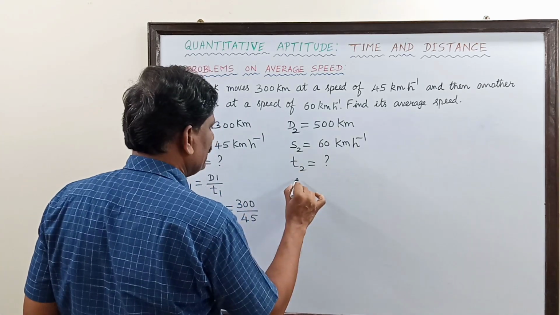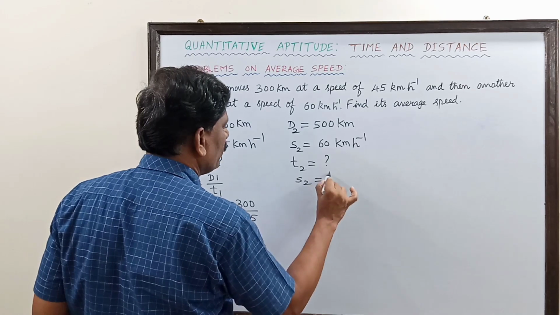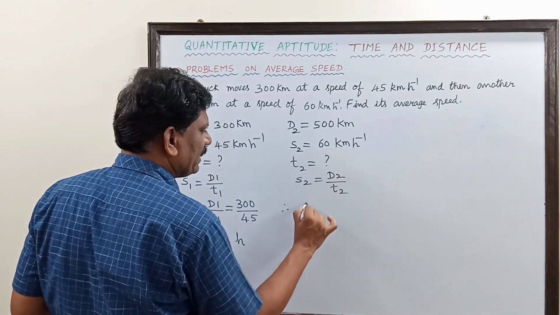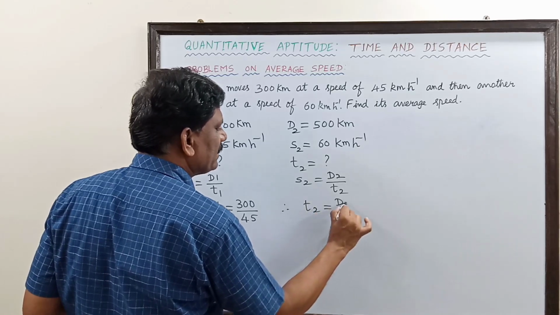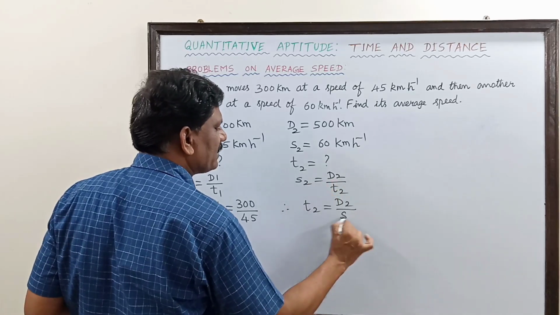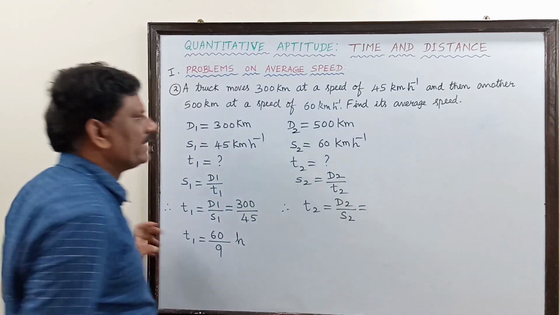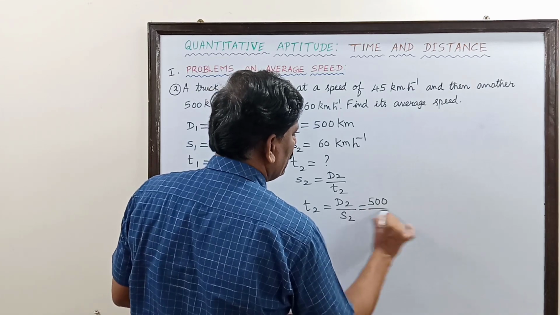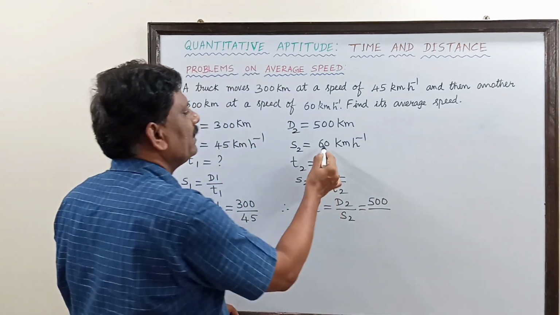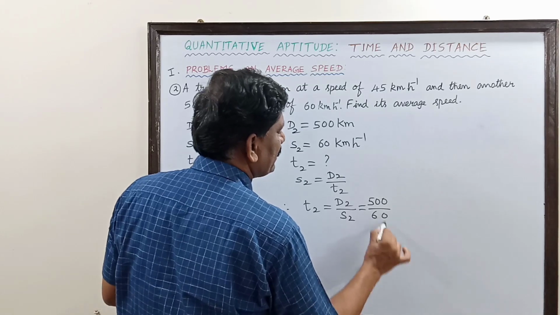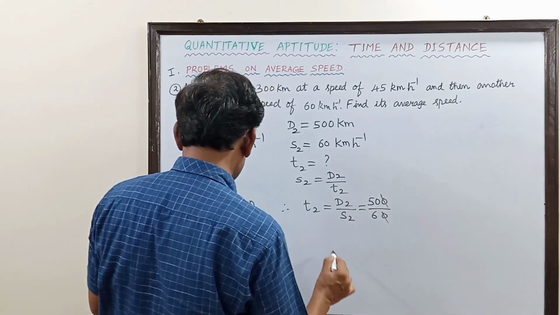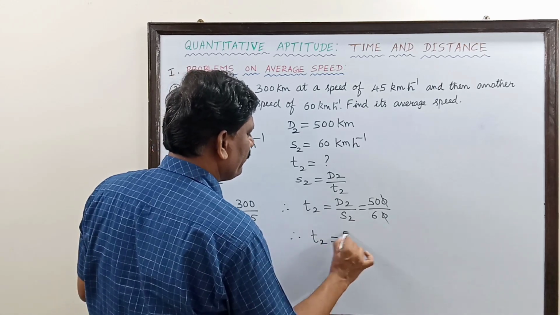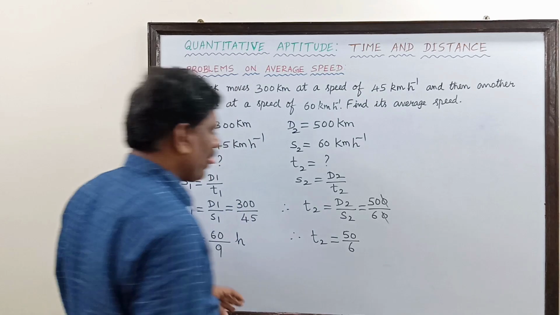Similarly, I want to find the speed s2 is equal to distance d2 divided by time t2. Therefore, the time t2 is equal to distance d2 divided by speed s2. The distance d2 is 500 km. So this is equal to 500 divided by speed, which is 60. So I can cut the zeros. Therefore t2 is equal to 50 divided by 6.